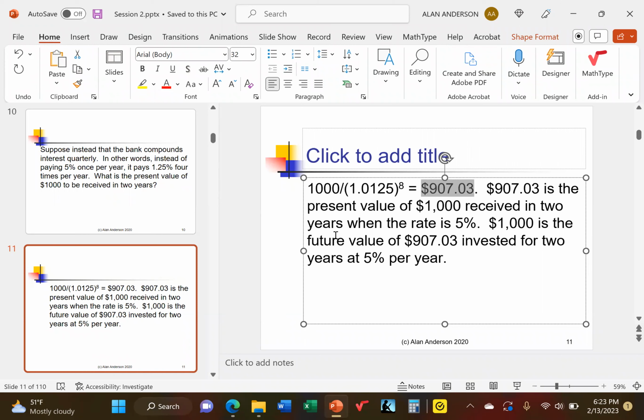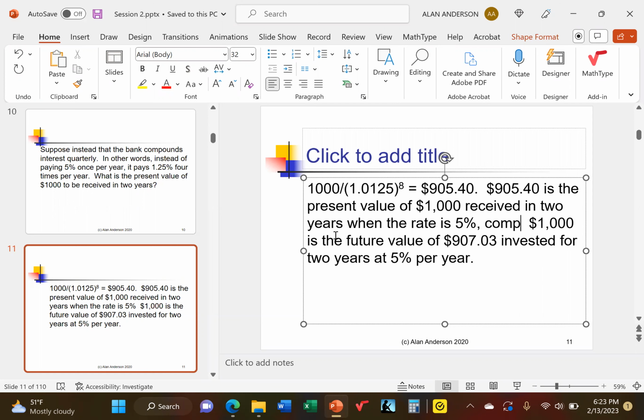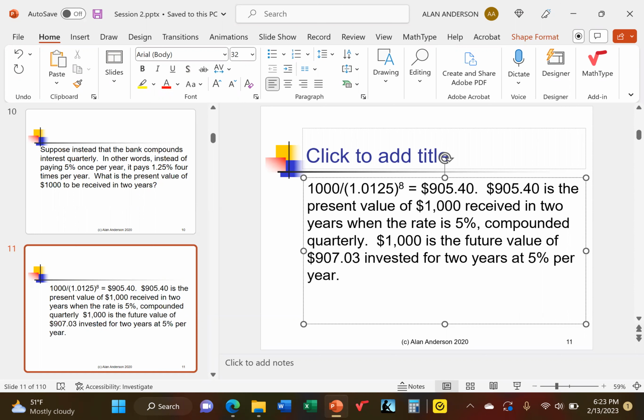All right, so if you get out your calculator, you'll see that what we have here is instead only 905.40. Now, the reason why it's a smaller amount is because we earn more interest this way. So 905.40 is the present value of 1,000 received in 2 years when the rate is 5% compounded, and now we have to specify that it's 5% compounded quarterly. 1,000 is the future value of 905.40 invested for 2 years at 5% per year, compounded quarterly.